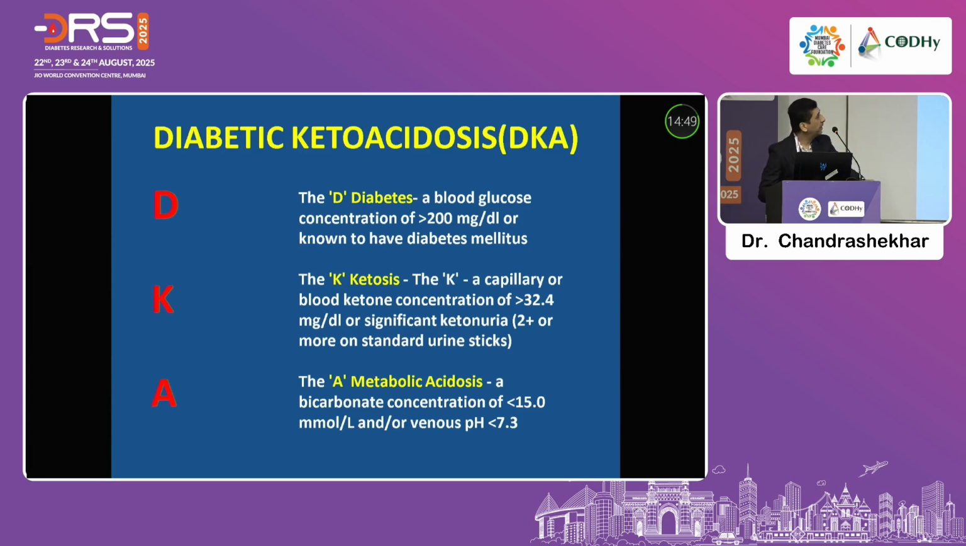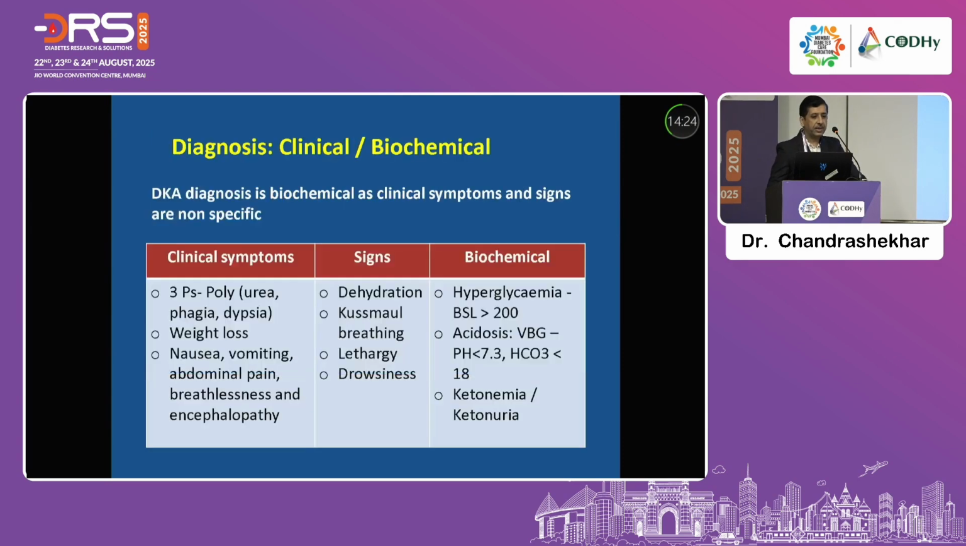So DKA is basically: D stands for diabetes, where blood glucose is more than 200. K is for ketosis, where there is a capillary blood ketone concentration more than 3.2 or there is significant ketonuria. And A stands for acidosis, where bicarbonate concentration is less than 15 or the venous pH is less than 7.3. By this, the patient has DKA.